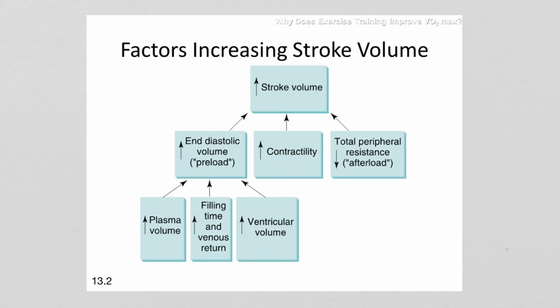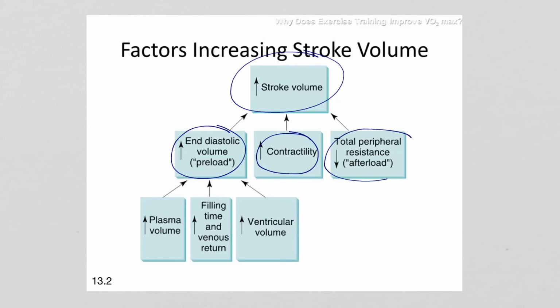So looking at the top of the figure, we see, of course, the endpoint here is an increase in stroke volume. How does that occur? Well, we already know from our cardiovascular chapter what are the factors that increase or control or regulate stroke volume. Well, one of them is the end diastolic volume, or the preload. The other is contractility, and the other is afterload, or your peripheral resistance.